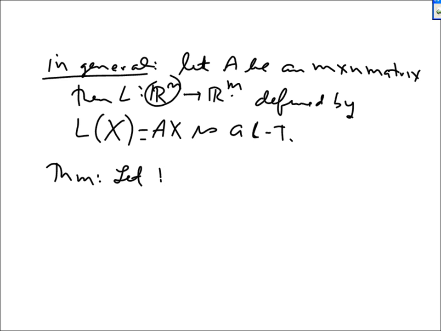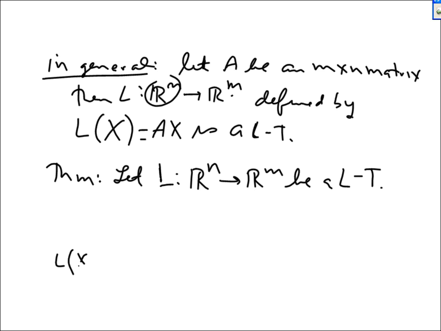Let me think how to word it. Let L be the mapping from Rn to Rm be a linear transformation. Okay? It can be defined by L of xy is equal to x minus y, x plus y. That is, no matrices. Let L be the mapping from Rn to Rm be a linear transformation.